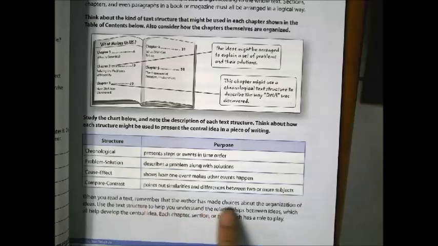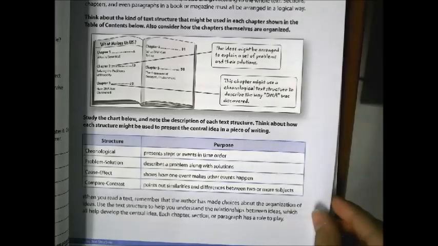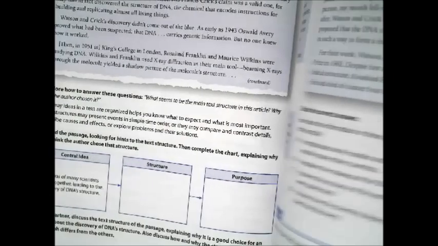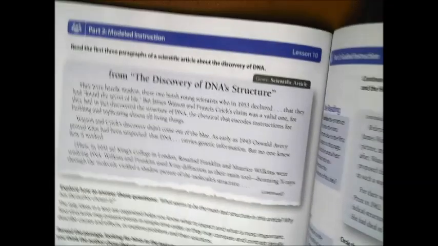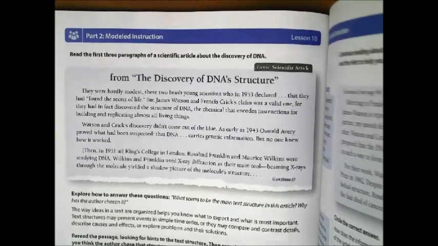When you read a text, remember that the author has made choices about the organization of ideas. Use the text structure to help you understand the relationships between ideas, which all help develop the central idea. Each chapter, section, or paragraph has a role to play. So let's look at the next page. On the next page, it says, from the discovery of DNA structure. So let me roll this down so you can see. So this is what it says.